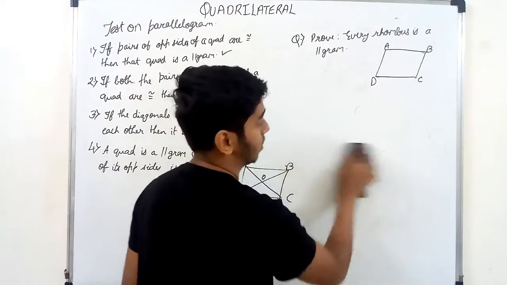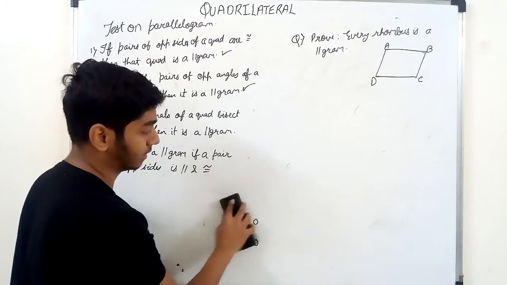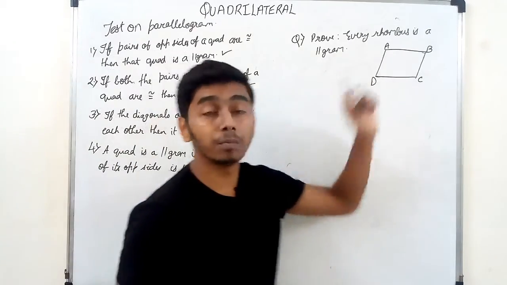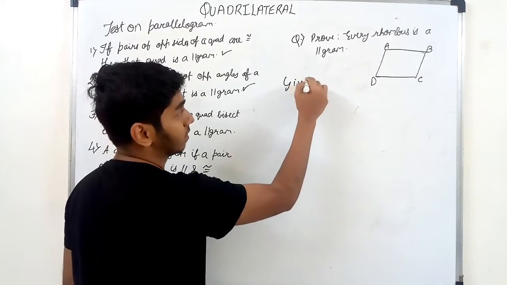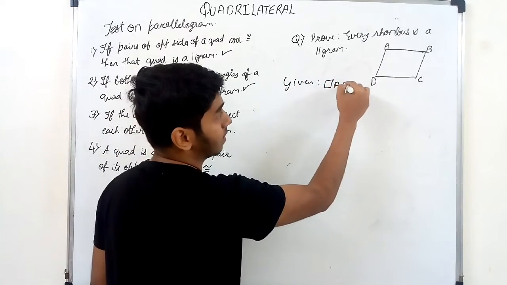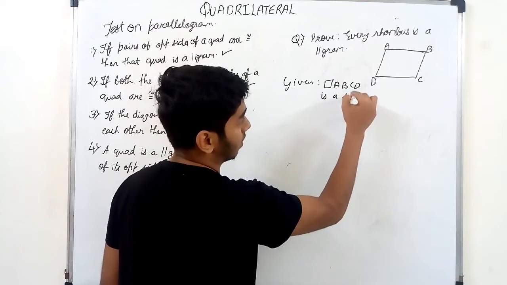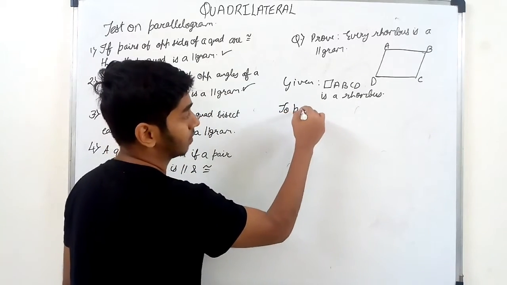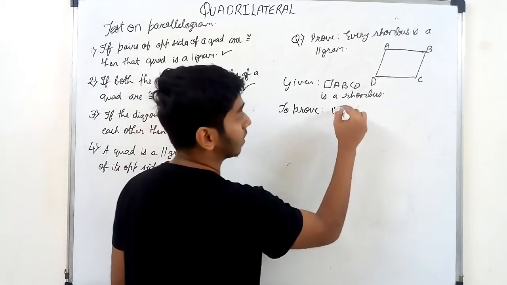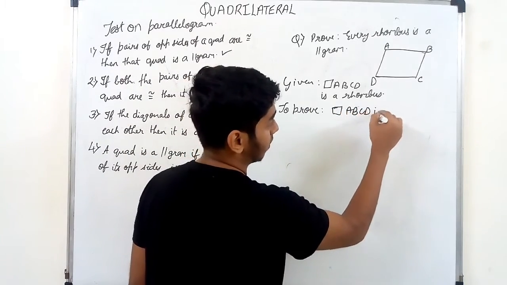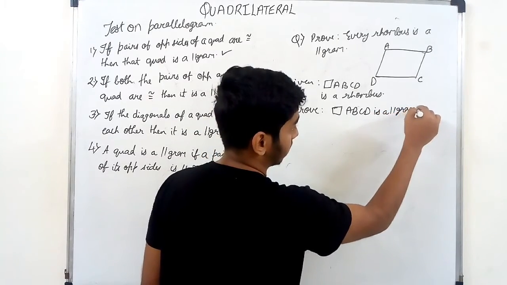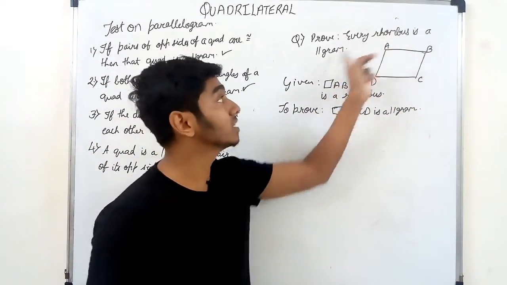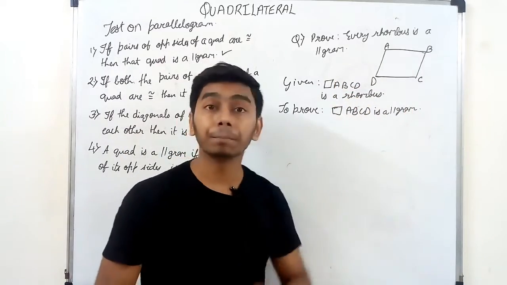The first question, which is written here: we have to prove that every rhombus is a parallelogram. So if this is the given rhombus ABCD, we'll just write what is given. Quadrilateral ABCD is a rhombus. What is to be proved? We have to prove that ABCD is a parallelogram. So this is given as a rhombus and we have to prove that every rhombus is a parallelogram. That means this rhombus should be a parallelogram.